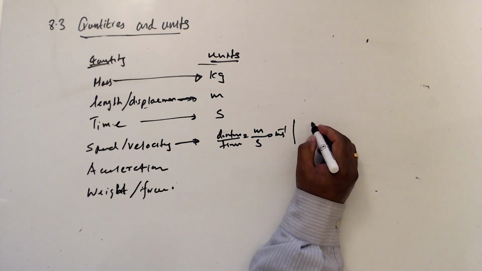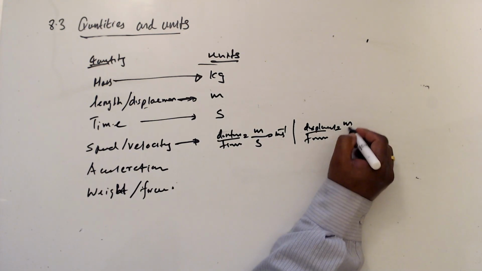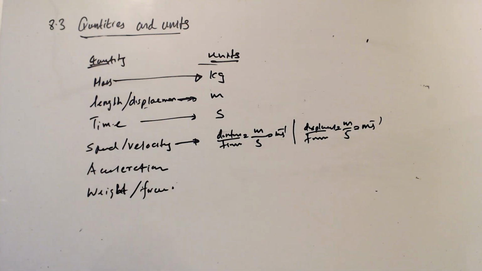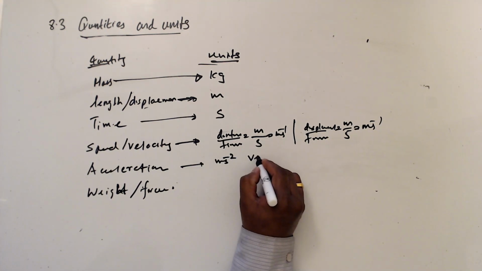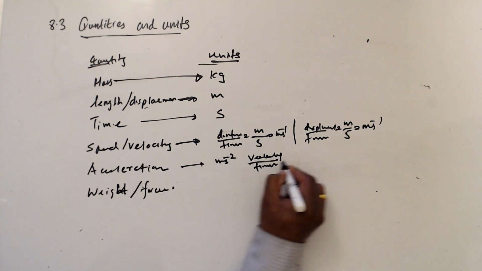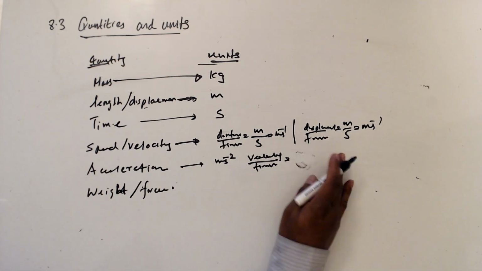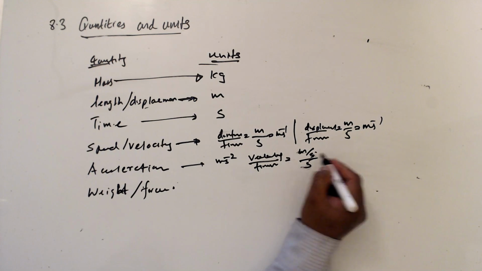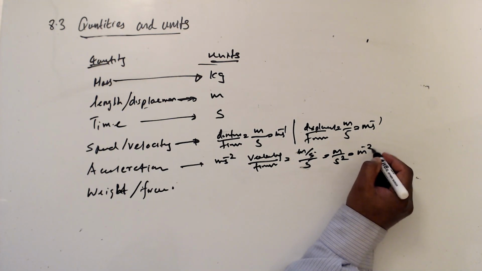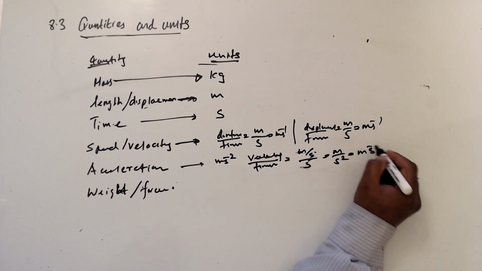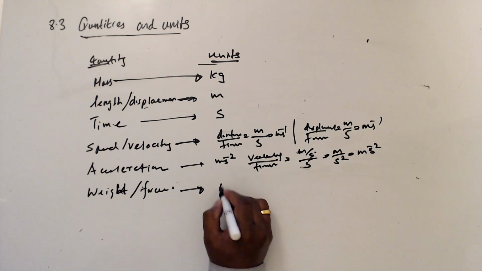And velocity means displacement divided by time. So again that is meter divided by second, m s^-1. And acceleration is m s^-2, so velocity divided by time. So velocity is m s^-1 divided by s, or we can write m divided by s squared, or meter per square second. And weight and force we measure in Newton.